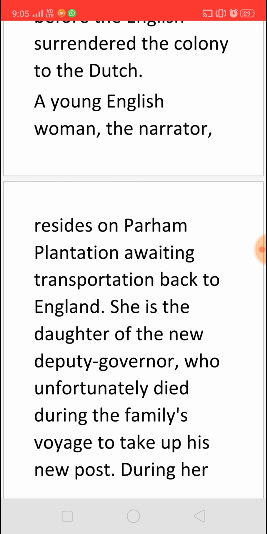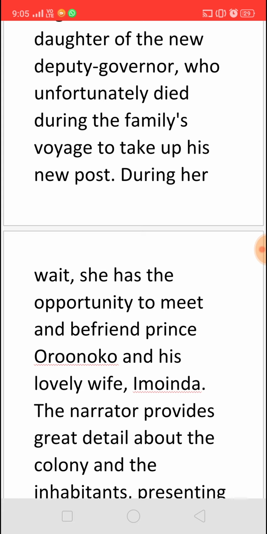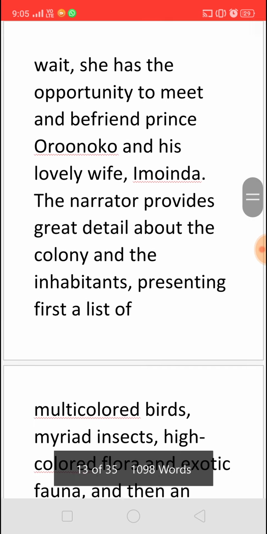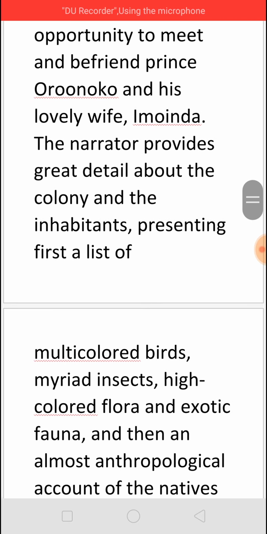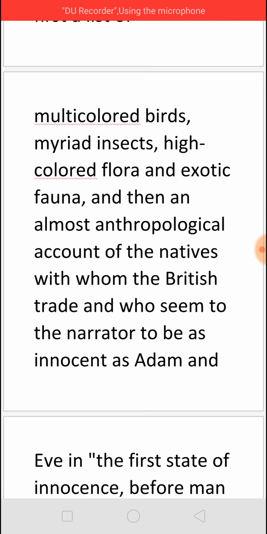And she is the daughter of the new deputy governor, but this deputy governor unfortunately dies when they are taking up the voyage to take over the new post. And during her wait, she meets Oroonoko and becomes his friend, and Imoinda also becomes her friend. Not only is the story interesting, if you read the novel you will find that she has given a very beautiful description about the colony, about the people who are living there, and about the multicolored birds, and about the insects, and the beautiful flora and fauna found there, and also about the history of the natives who have lived there for a long time, and with whom the British were trading.